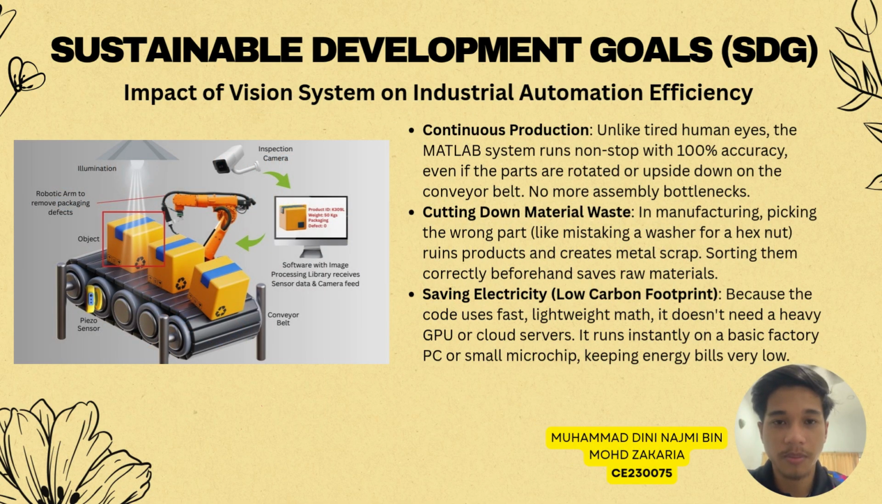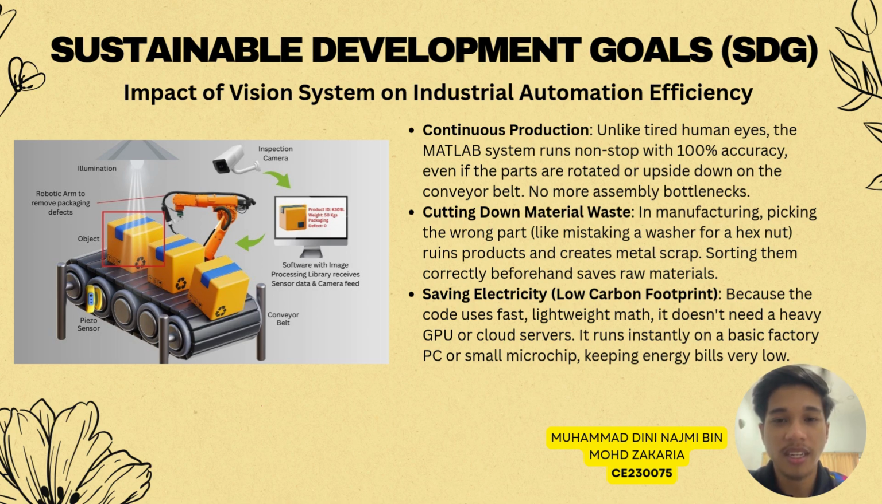For the next part, the impact of the vision system on industrial automation efficiency. First is continuous production. Unlike human eyes, the MATLAB system runs non-stop with 100% accuracy, even if the parts are rotated or upside down on the conveyor belt. No more assembly bottlenecks.